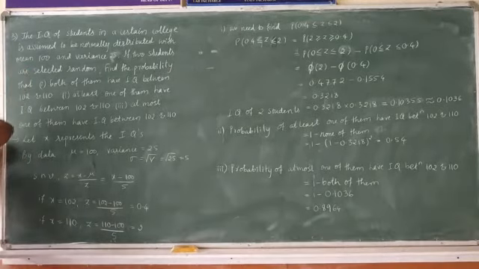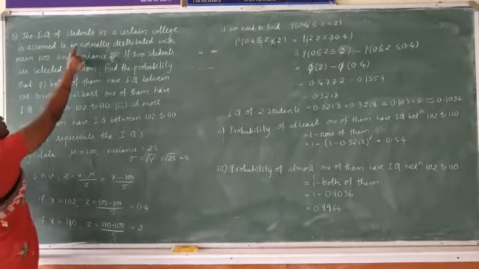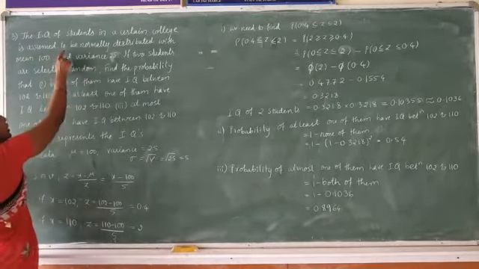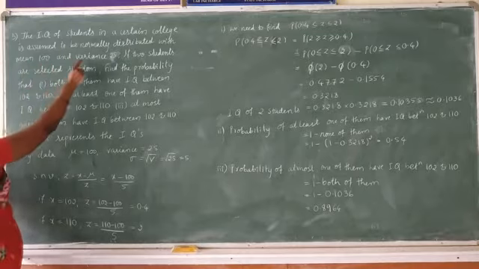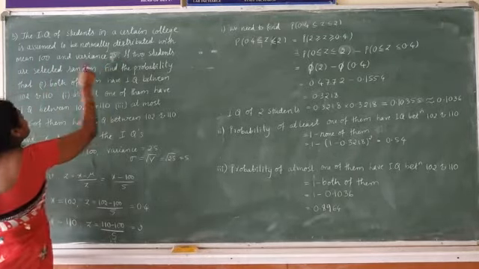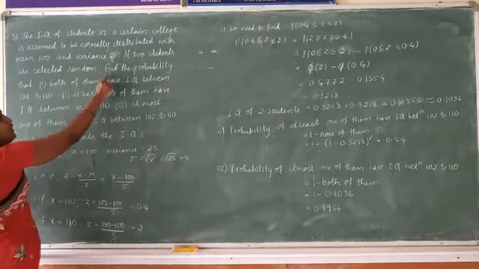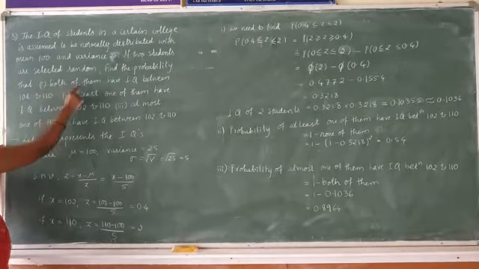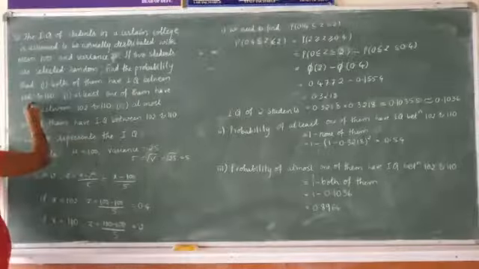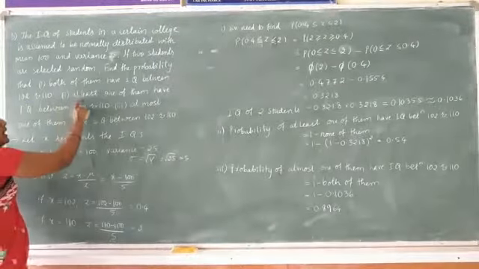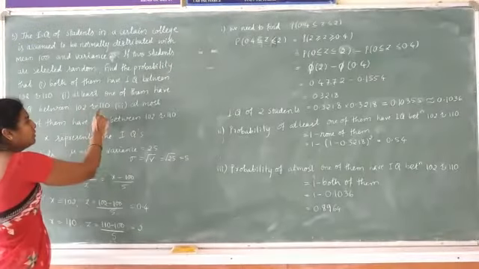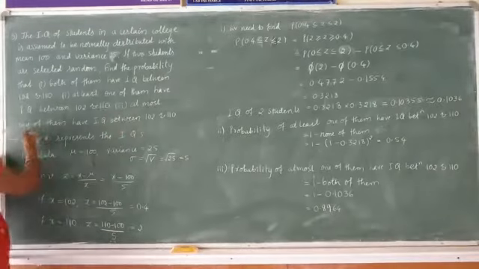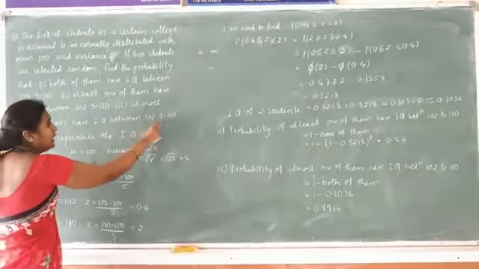Next one, third question. This question is from the model question paper. The IQ of students in a certain college is assumed to be normally distributed with mean 100 and variance 25. If two students are selected at random, find the probability that both of them have IQ between 102 and 110. Second one, at least one of them has IQ between 102 and 110. Third one, at most one of them has IQ between 102 and 110.